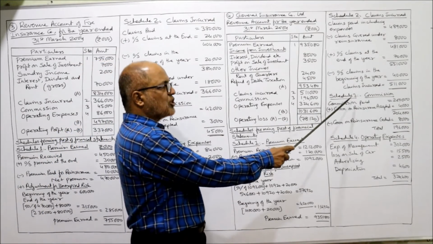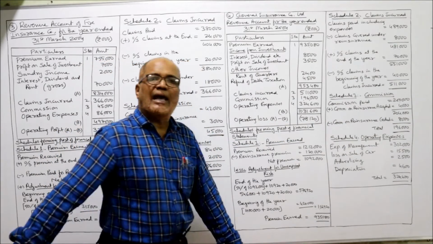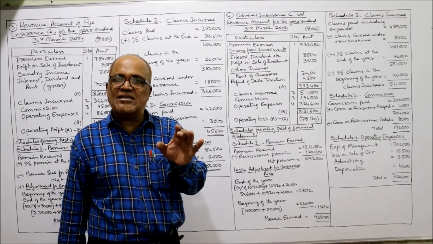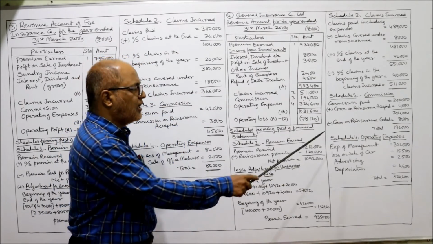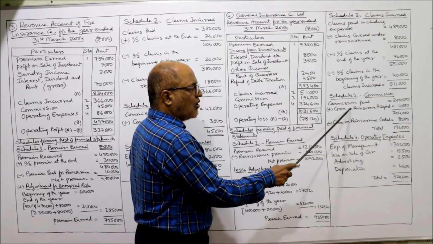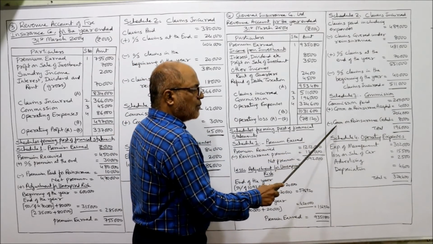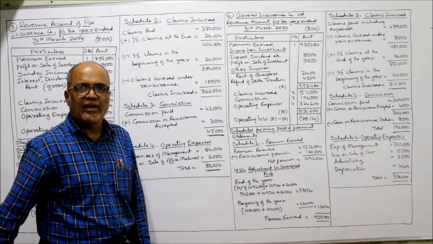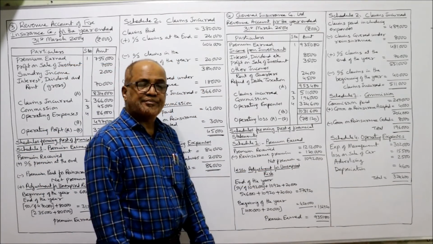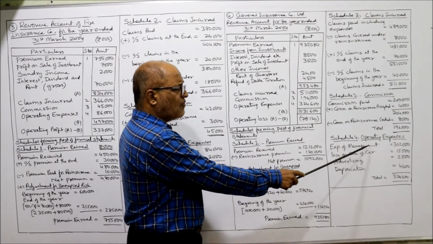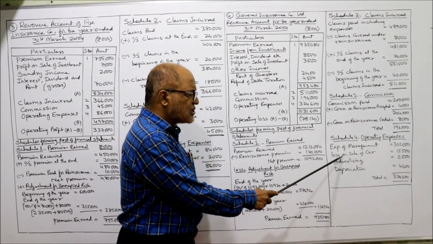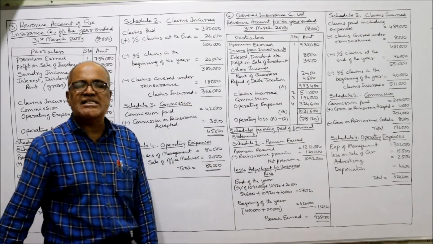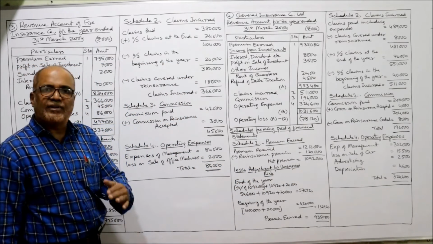Now third schedule, commission. Commission paid 2 lakh rupees. To this we have to add commission on reinsurance accepted and deduct commission on reinsurance ceded. Commission on reinsurance accepted, add. Commission on reinsurance ceded, deduct. We'll get 1,96,000. Last one, operating expenses. Now operating expenses are expenses of management 3,02,000, loss on sale of car, advertising, depreciation. Add up: 3,24,600. That's all. We have taken all the schedules.